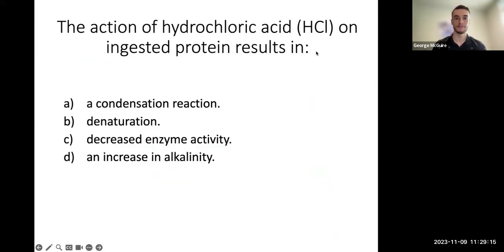All right. So this is just a review of what I was saying. You take a second to think about it, pause here. Hopefully, you know that the action of hydrochloric acid on our proteins results in denaturation. This question is really just here to drive in that new term, denaturation. To denature a protein is to interrupt its more complex structure, leaving us with a long chain of amino acids.